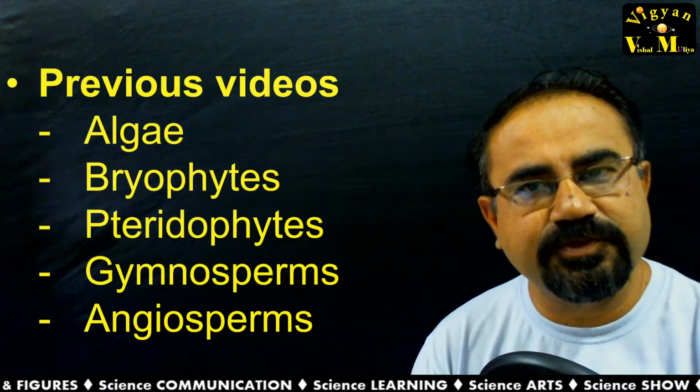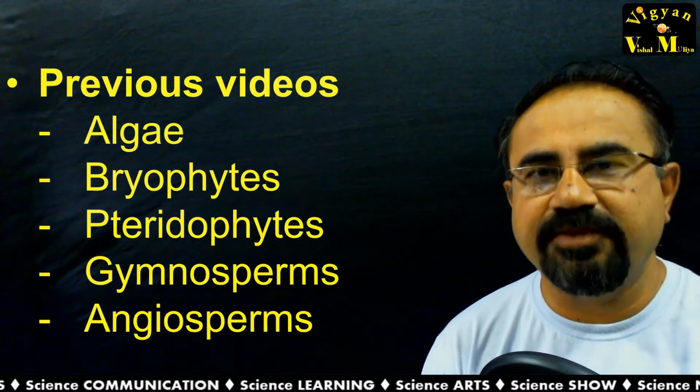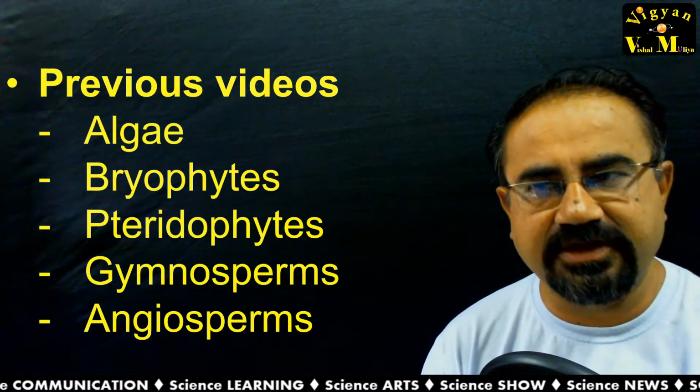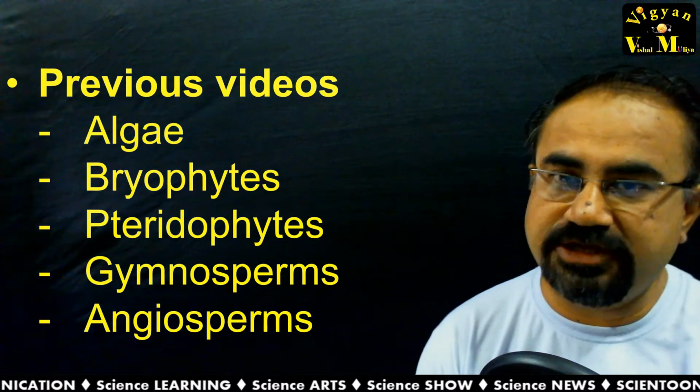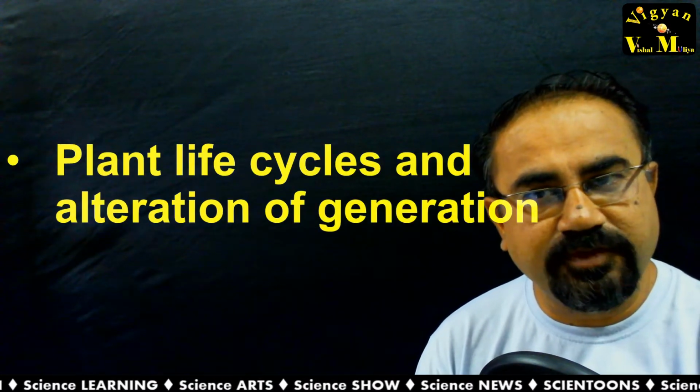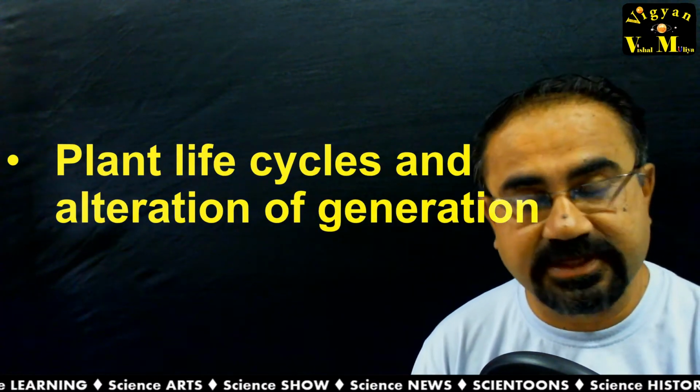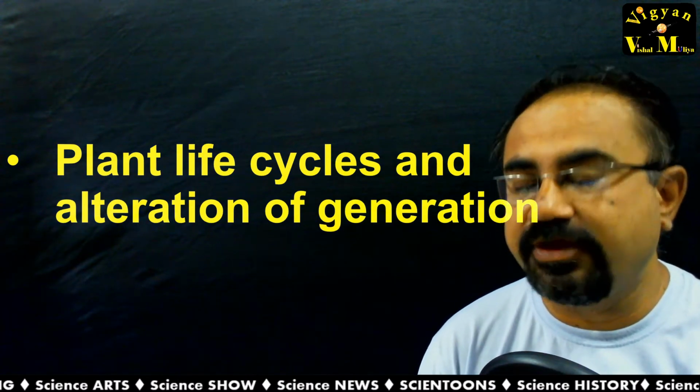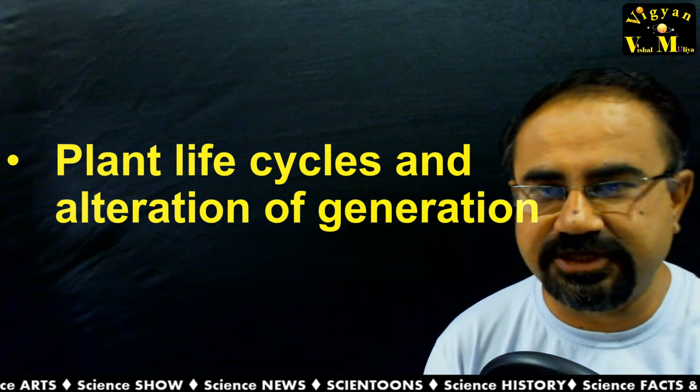In the previous videos we have already seen about algae, bryophytes, pteridophytes, gymnosperms and angiosperms. In this one we are going to study about the plant life cycle and alteration of gametophytic and sporophytic generation.